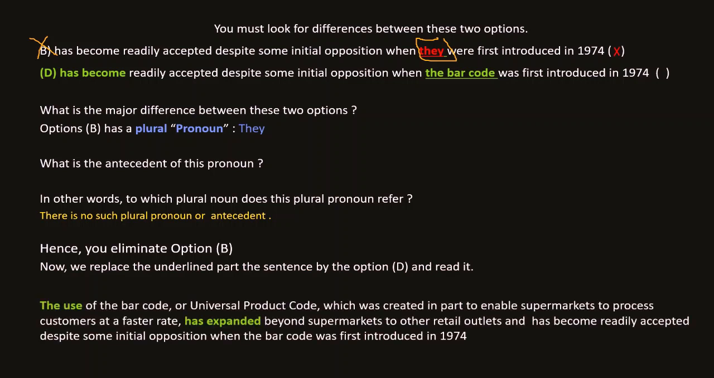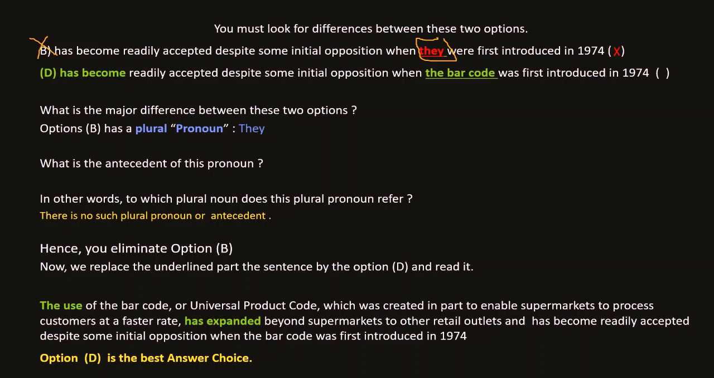The use of the barcode or universal product code, which was created in part to enable supermarkets to process customers at a faster rate, has expanded beyond supermarkets to other retail outlets and has become readily accepted despite some initial opposition when the barcode was first introduced in 1974. This option makes sense. There is no grammar error anymore. Hence, option D is the best answer choice.